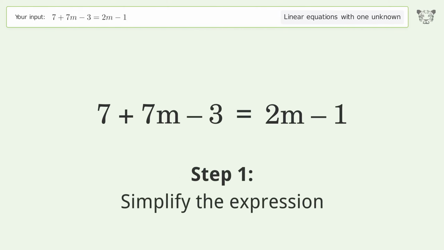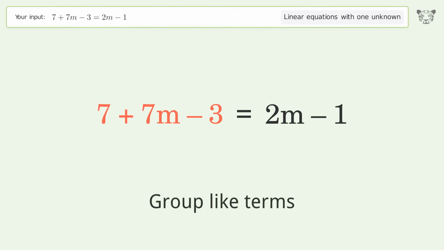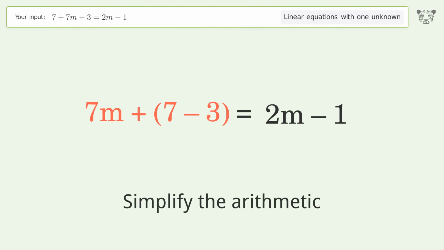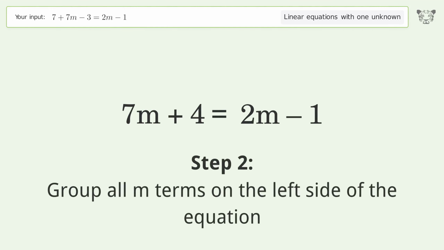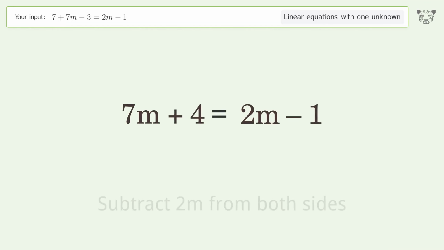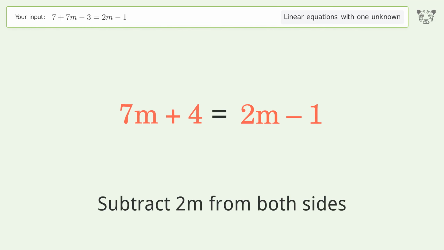Simplify the expression. Group like terms. Simplify the arithmetic. Group all m terms on the left side of the equation. Subtract 2m from both sides.